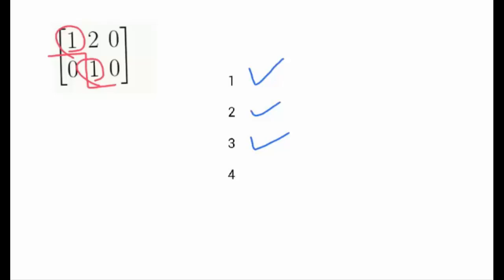The final property deals with the columns. So we circle a column that contains a leading one, and we see if all of the other entries are equal to 0. And here's where we're going to run into problems. So take a look at this second column. Okay, we have a leading one in column number 2, but not all of the entries are equal to 0. And it's this number 2 up here that's causing us the problem. So it does not satisfy property 4. This matrix is not in reduced row echelon form.